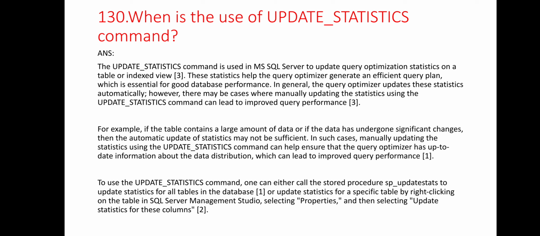To use the update statistics command, one can either call the stored procedure sp_updatestats to update statistics for all tables in the database, or update statistics for a specific table by right clicking on the table in SQL Server Management Studio, selecting properties, and then selecting update statistics for these columns.